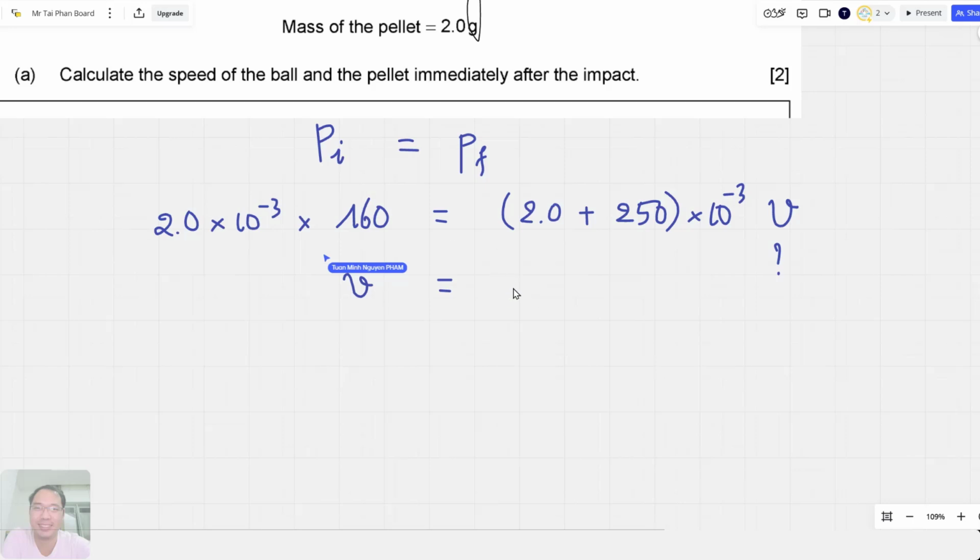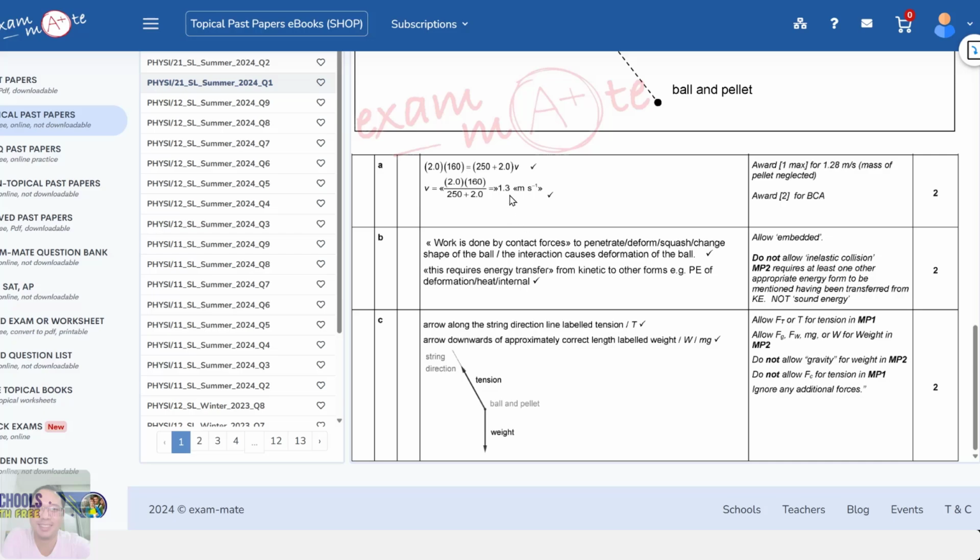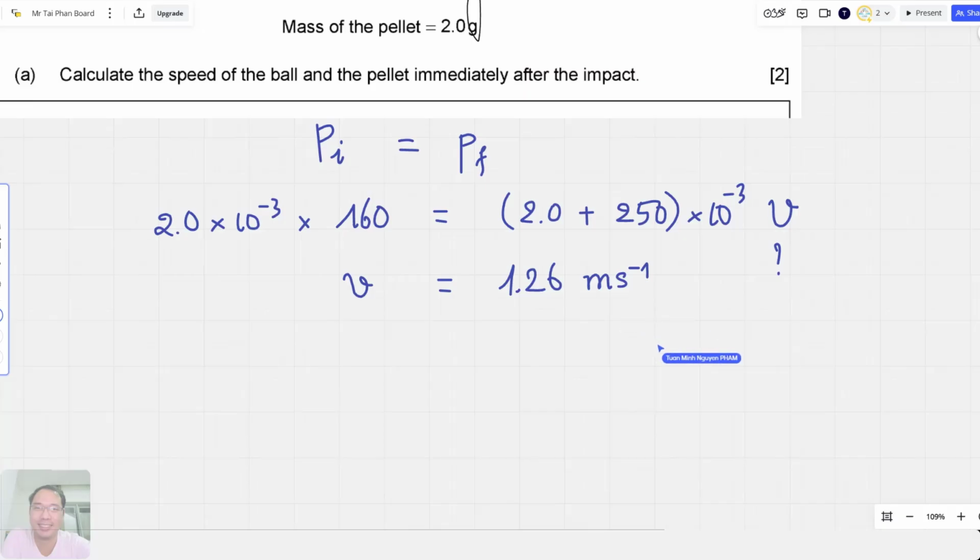1.26 meters per second. Let me check it. I think it's correct. Yes, 1.26, and we can round it. Normally, your school teacher possibly recommends writing both numbers, the one which was not rounded and the later one with the significant figures. 1.3 meters per second, 2 significant figures. There. So that's the solution for the first question.